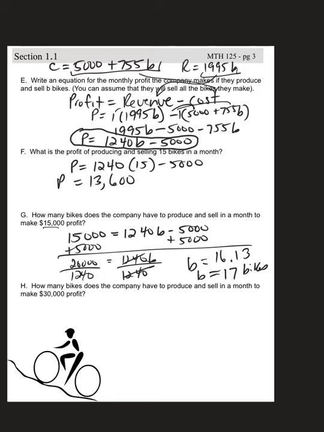H, how many bikes does the company have to produce and sell in a month to make $30,000 profit? What I want you to do is pause the video and complete this question and then come back and compare your answer to mine.